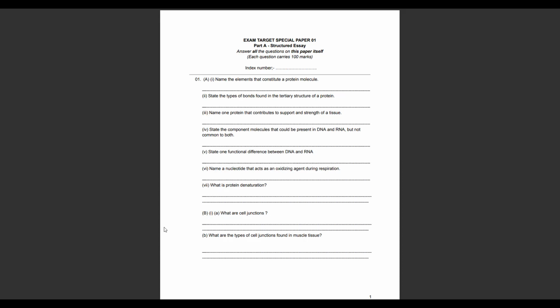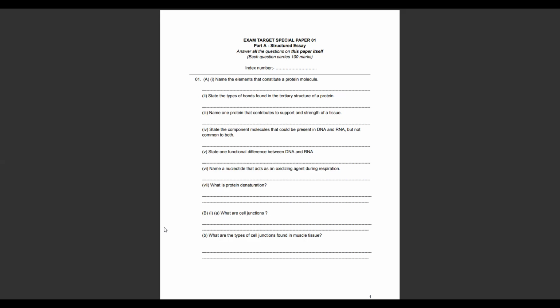Part B, Roman number 1. Part A. What are cell junctions? Right? In your syllabus, you learn about 3 types of cell junctions. Anchor junctions, right? Then gap junctions. So what are cell junctions? Cell junctions are structures at which neighboring plasma membranes are joined, right? 2 marks. Cell junctions are structures at which neighboring plasma membranes are joined.